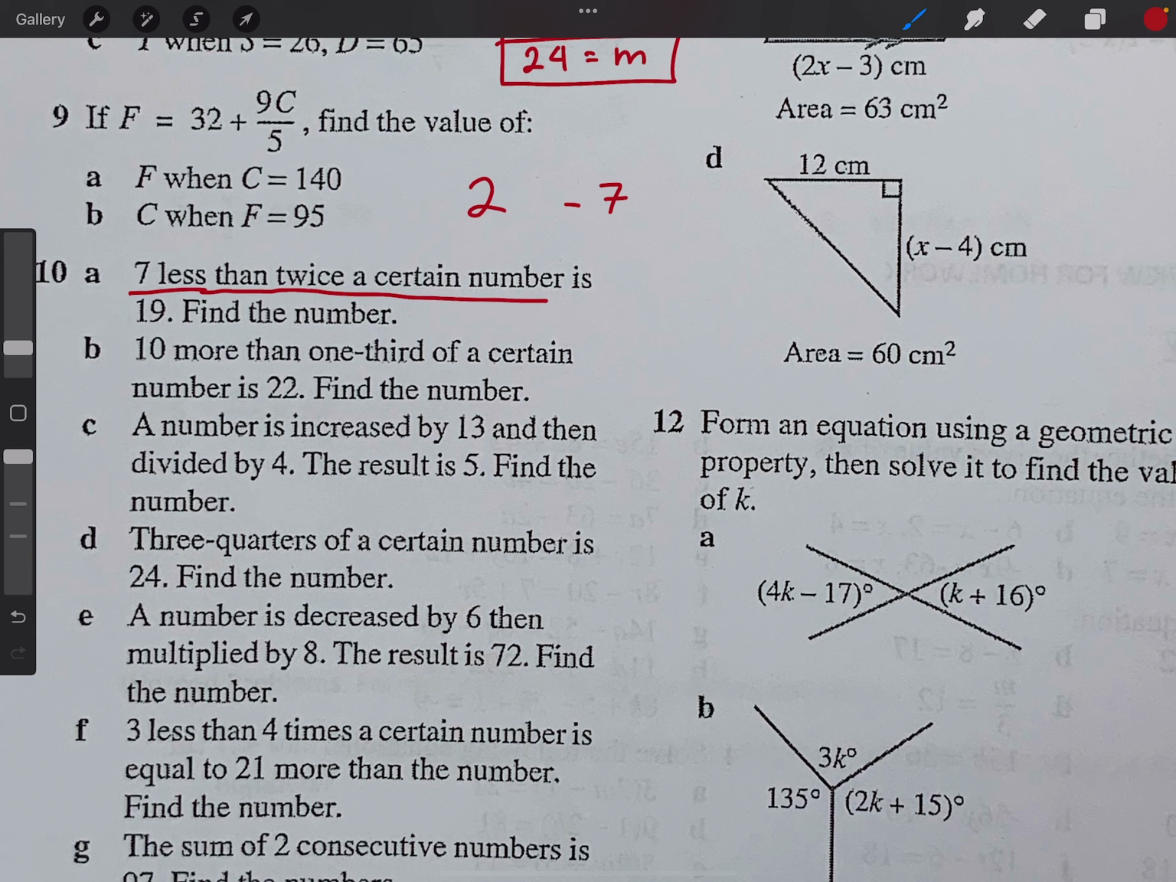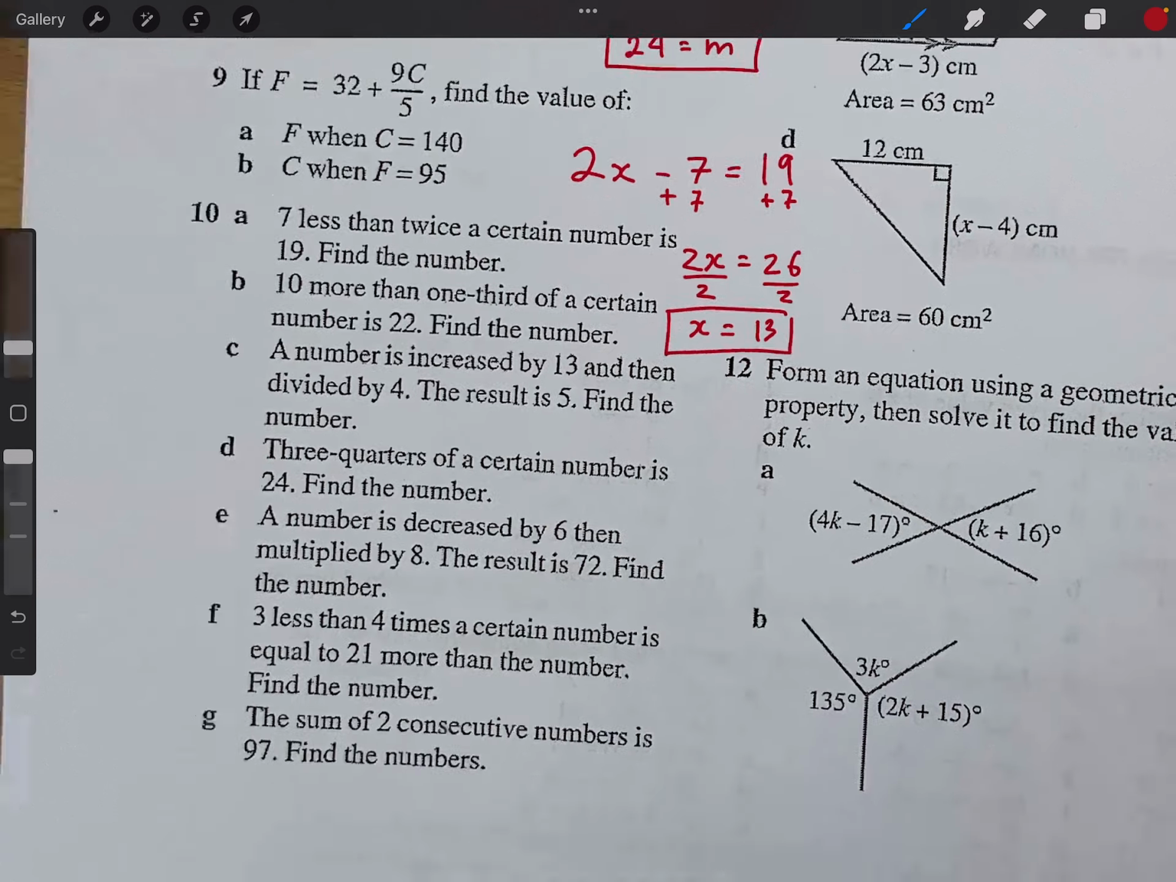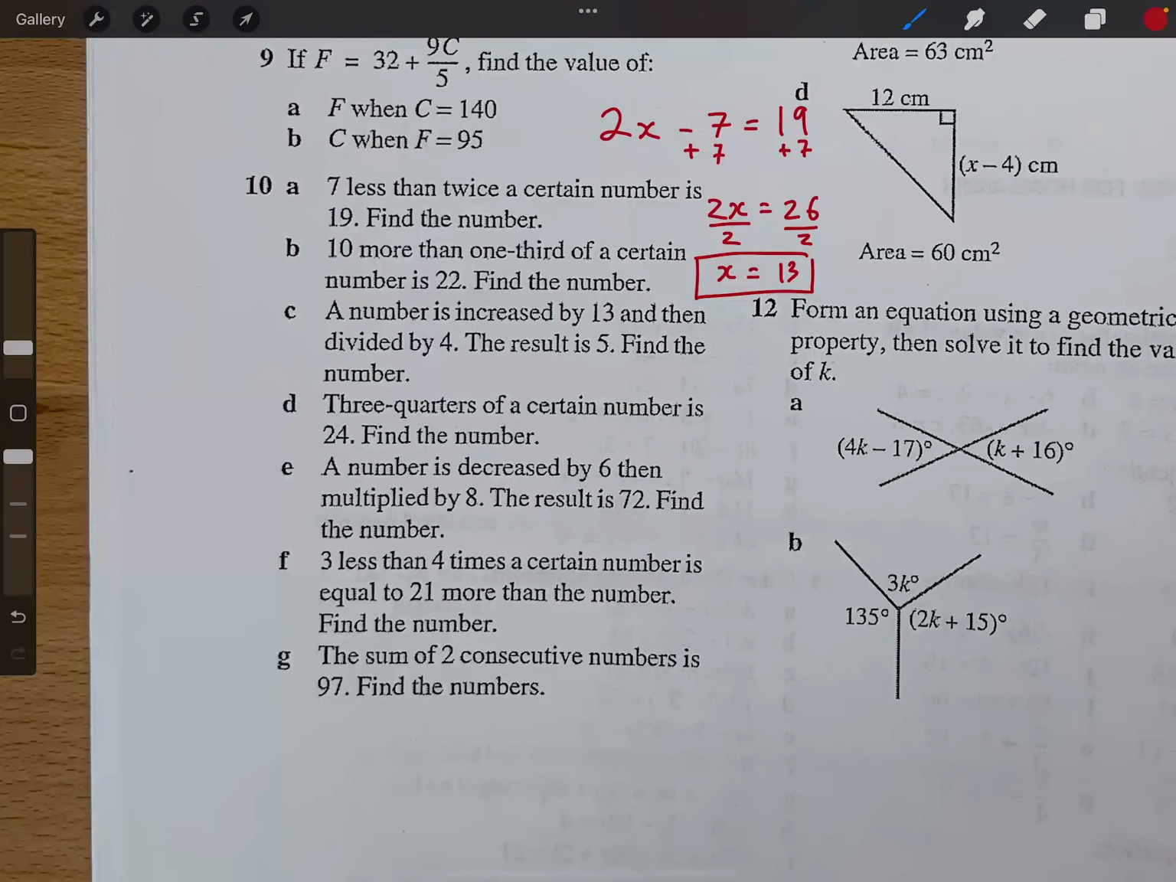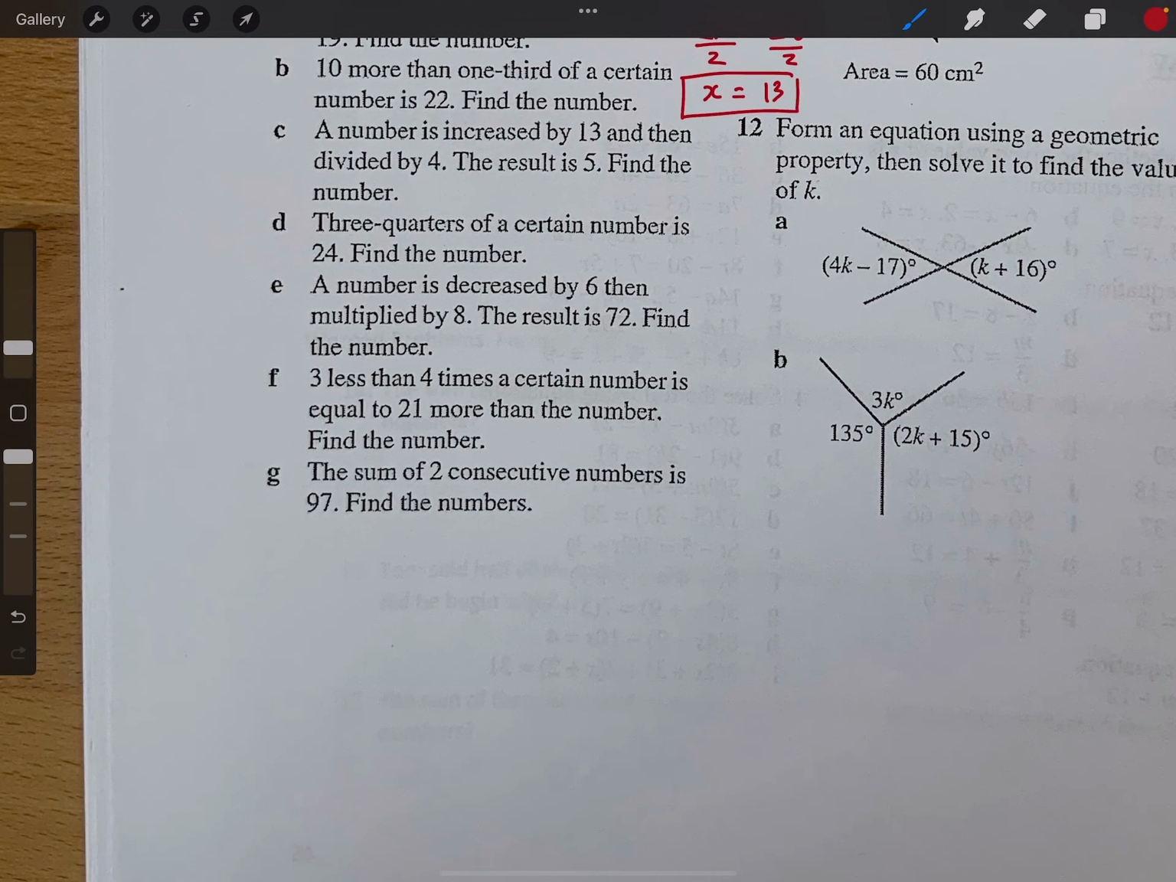Let's call the number x. So that means 2 times x. So 2x minus 7. And the answer is 19. So we put equals 19. Now we work backwards. So let's add 7 to both sides. So that makes 2x is equal to, what is this? 26. We divide both sides by 2. And we get x is equal to 13. Okay. What else? I'll do question D.